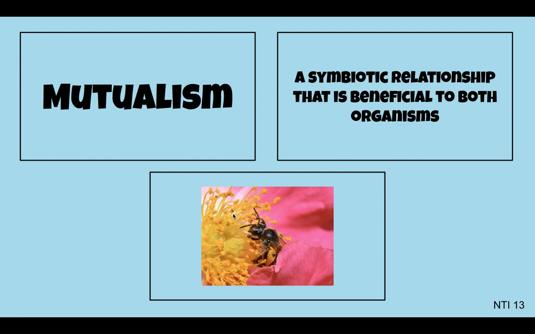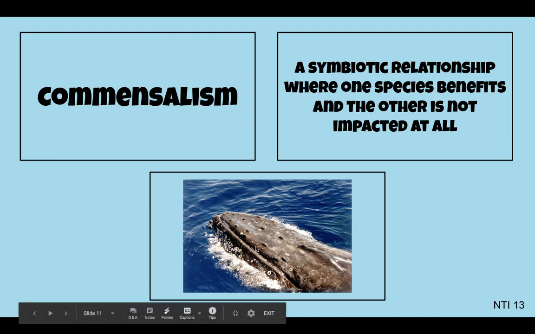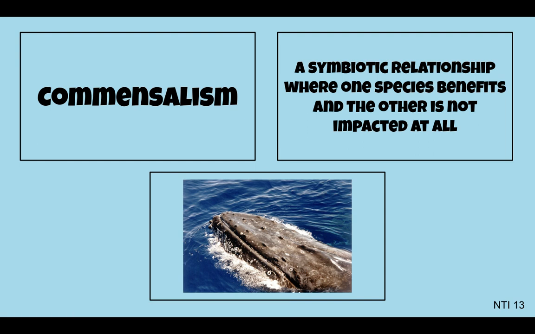Mutualism is a symbiotic relationship that is beneficial to both organisms. So you'll see a bee and a flower. They're both important to one another. They're not hurting each other. They're helping one another. Commensalism is a symbiotic relationship where one species benefits and the other is not impacted at all. So we have these little crustaceans living on a whale, and it's not hurting or helping the whale, but it's helping the little crustaceans.